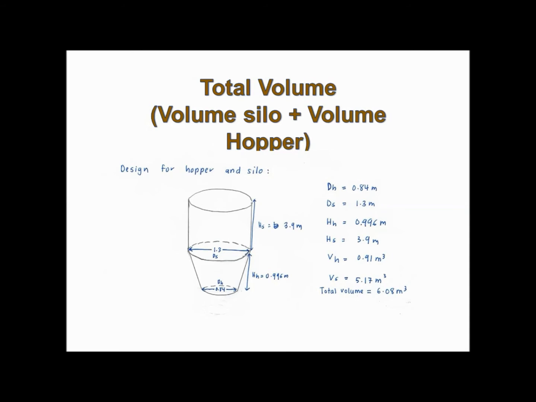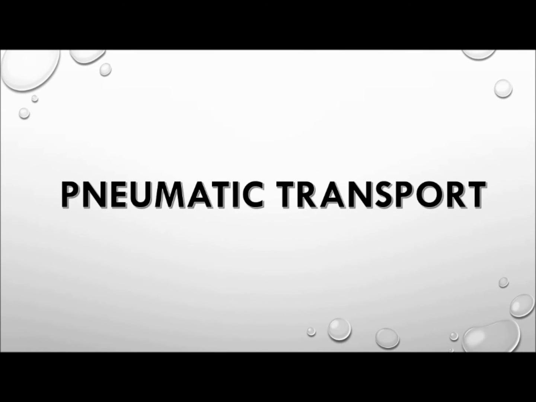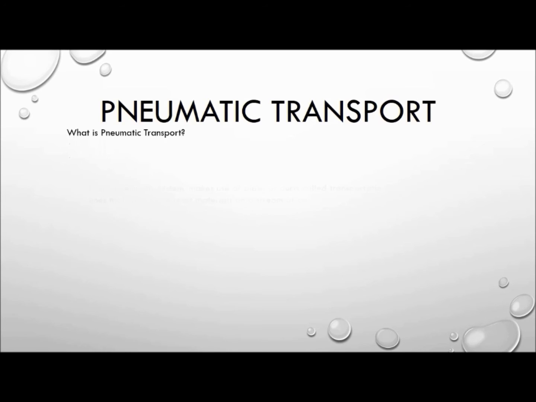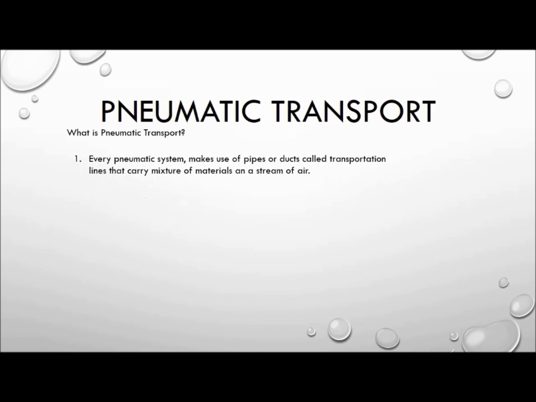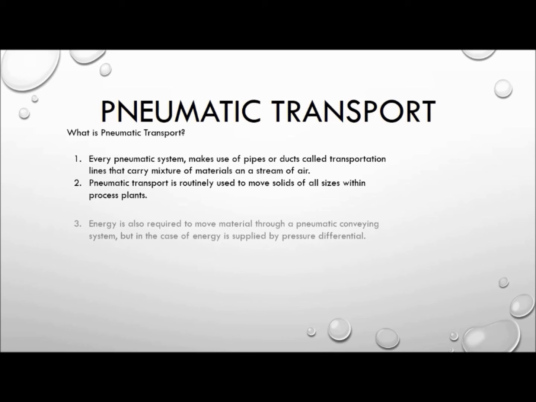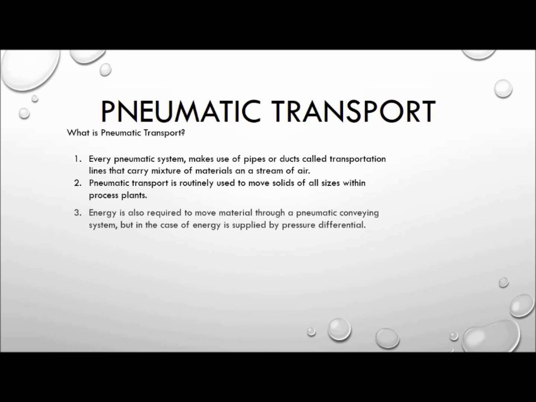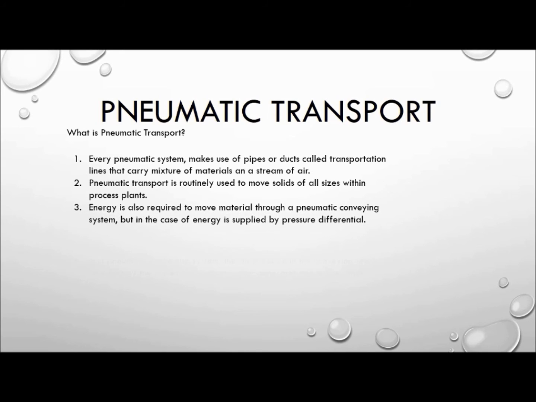Pneumatic transport. What is pneumatic transport? First, every pneumatic transport system makes use of pipes or ducts called transportation lines that carry a mixture of materials in a stream of air. Second, pneumatic transport is routinely used to move solids, usually small particles of all sizes, within process plants. Third, energy is also required to move material or particles through a pneumatic conveying system, but in this case the energy is supplied by pressure differential.